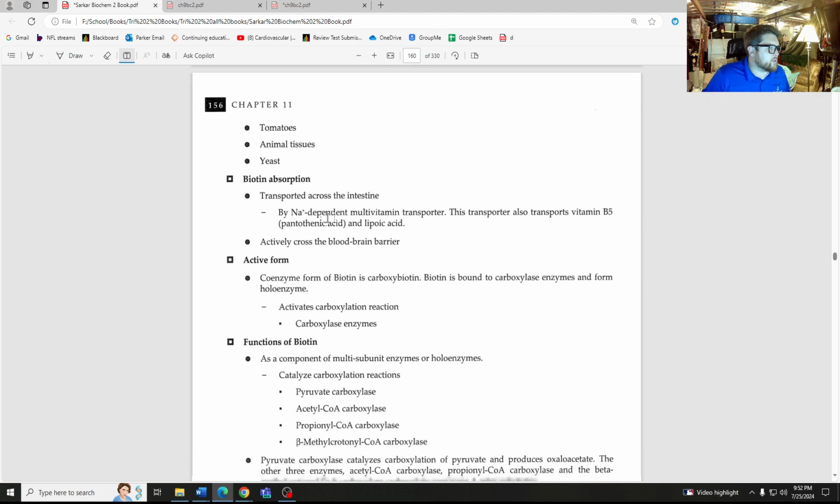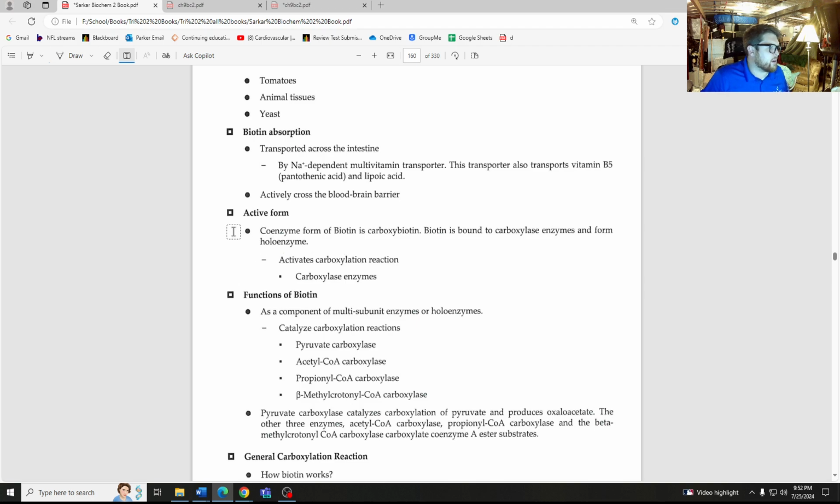The biotin absorption is transported across the intestine. It actively crosses the blood-brain barrier. The active form, we want to know that, is carboxybiotin. Sometimes it is also going to be called biocytin.